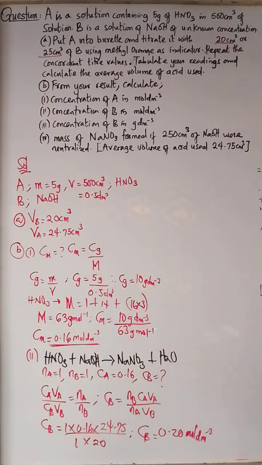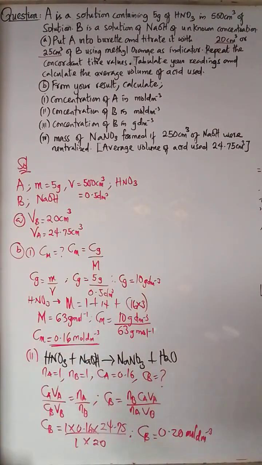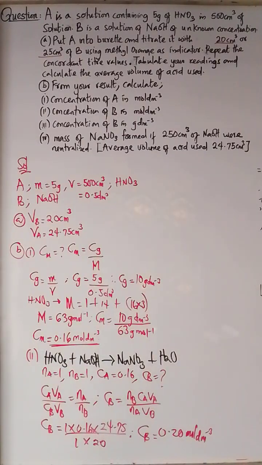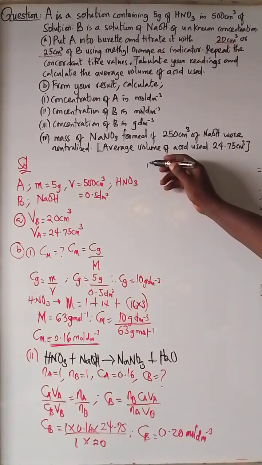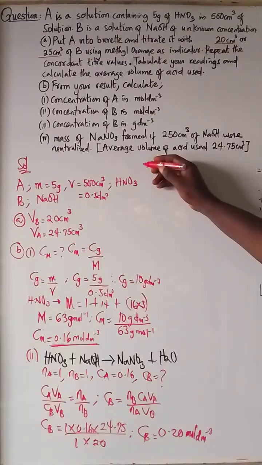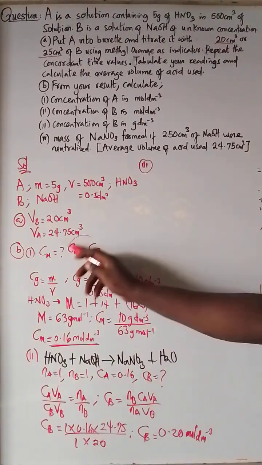So that will be the concentration of B. So this Ca, Cb. Ca is the same as what? This is Cm, the molar concentration of A. Now next part, the concentration of B in gram per dm cube. That's part I. The concentration of B in gram per dm cube. We recall the same formula from here.